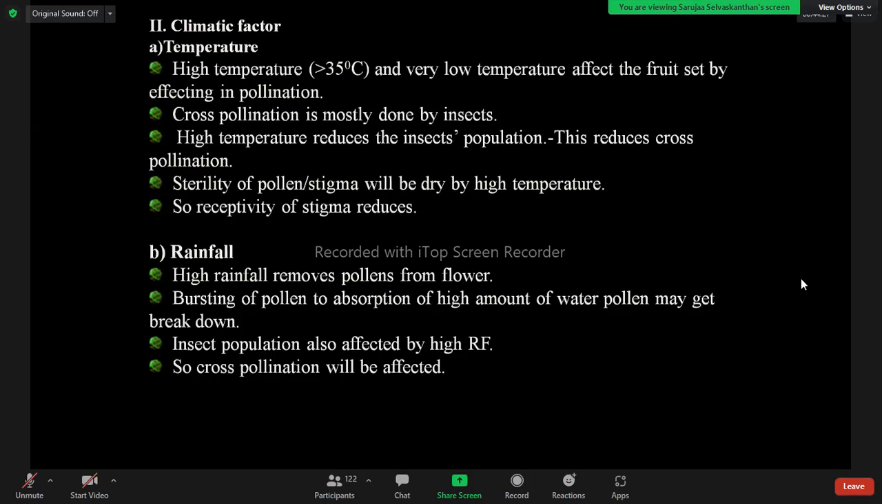Rainfall, high rainfall removes pollen from flower. We know that if it is high rainfall, all the pollens wash off, right? And another condition, bursting of pollen because of absorption of high amount of water. It starts to absorb more water and bursting may happen. Insect population is also affected by high rainfall, so it automatically influences cross-pollination. If insect population is low due to rainfall, that affects the cross-pollination, right?